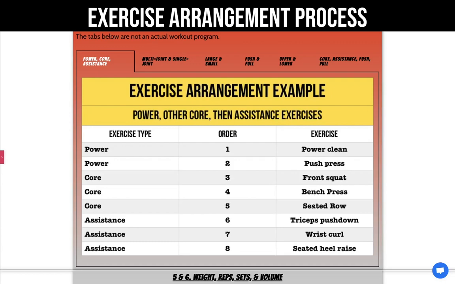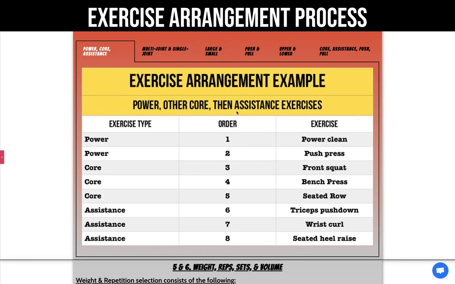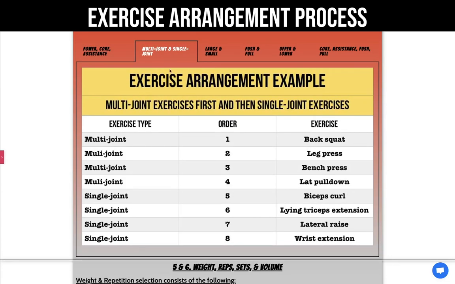Then you have bench. Then you have seated row. Then we have here, ending off with the unilateral or single joint exercises: tricep push downs, wrist curl, seated heel raise, aka calf raises. And then here are other examples. I'm not going to go through all of them, but you can get the point.